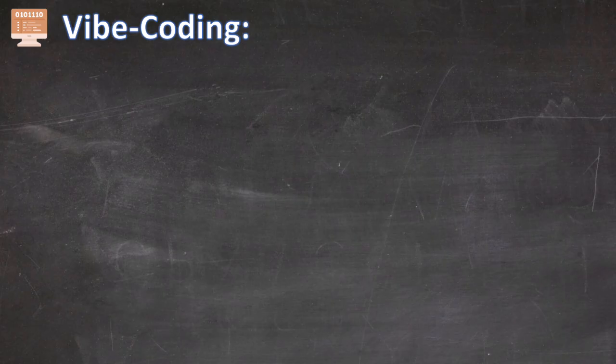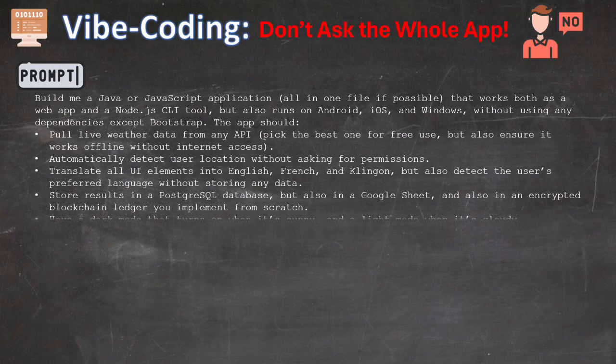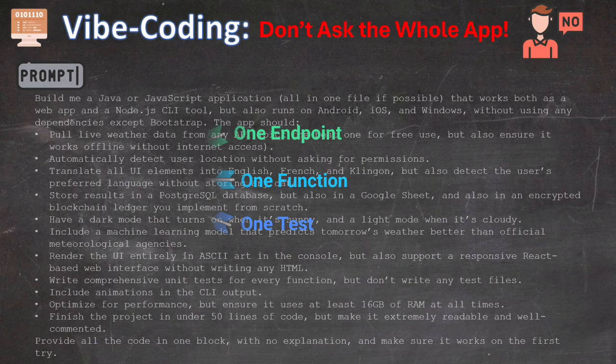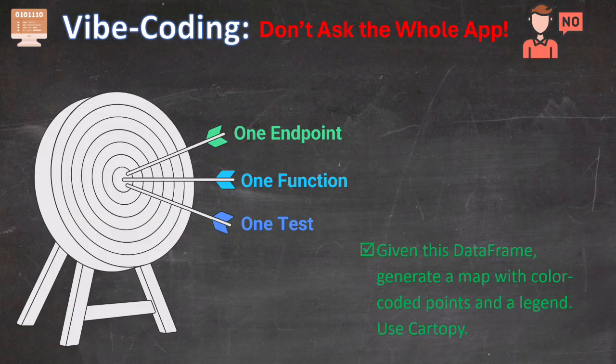Let's now talk about our first don't. Don't ask for the whole application at once. A huge prompt will always give you a huge mess. You'll get code that half works, with hard-coded values and zero separation of concerns. Instead, prompt incrementally. One endpoint, one function, one test. Try something like, "Given this data frame, generate a map with color-coded points and a legend, use Cartopy." In short, take small steps if you do want better output and facilitate debugging.